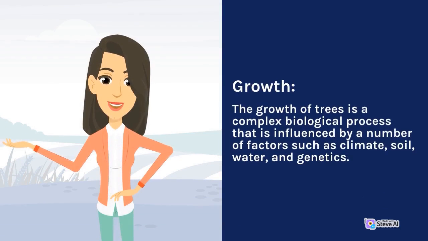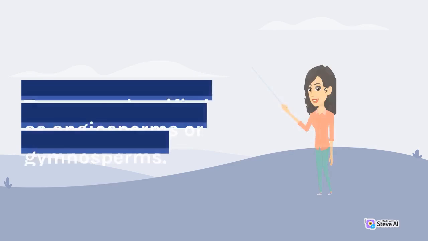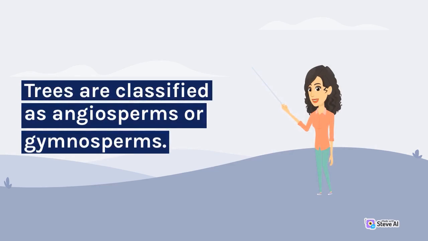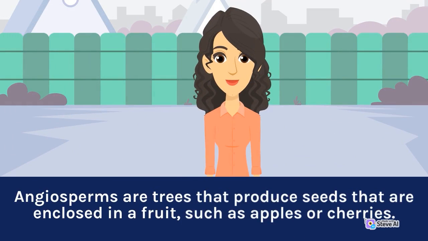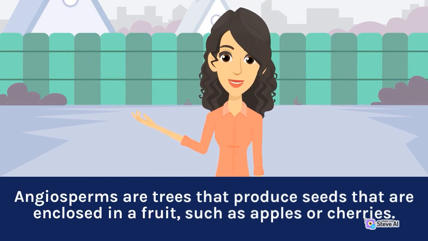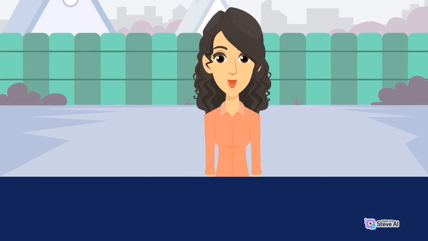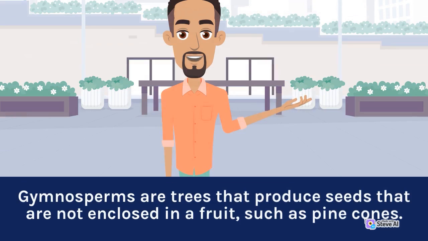Growth. The growth of trees is a complex biological process that is influenced by a number of factors such as climate, soil, water, and genetics. Trees are classified as angiosperms or gymnosperms. Angiosperms are trees that produce seeds that are enclosed in a fruit, such as apples or cherries. Gymnosperms are trees that produce seeds that are not enclosed in a fruit, such as pine cones.